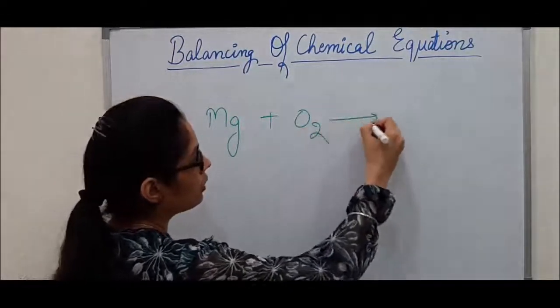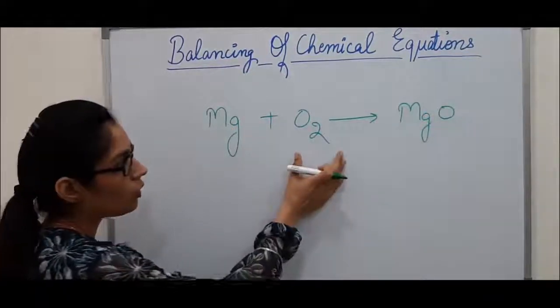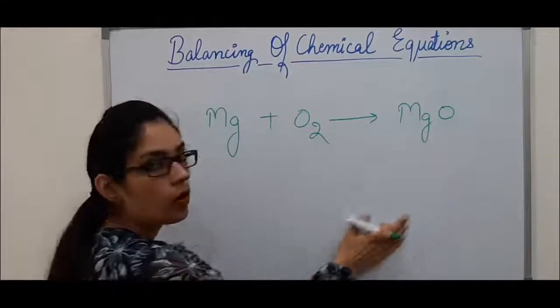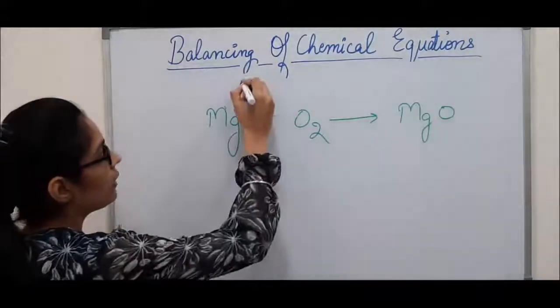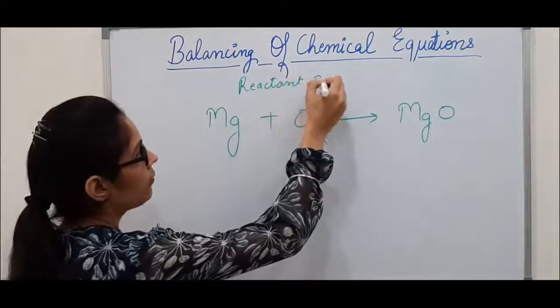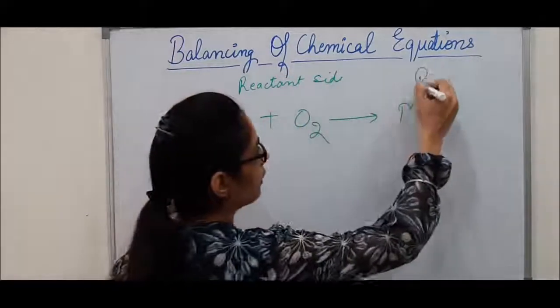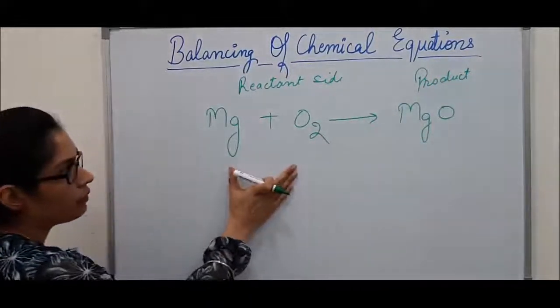Magnesium plus oxygen, it will give me magnesium oxide, MgO. So now I can see this is the reactant side, and this is the product side. Right hand side, and this is the left hand side.